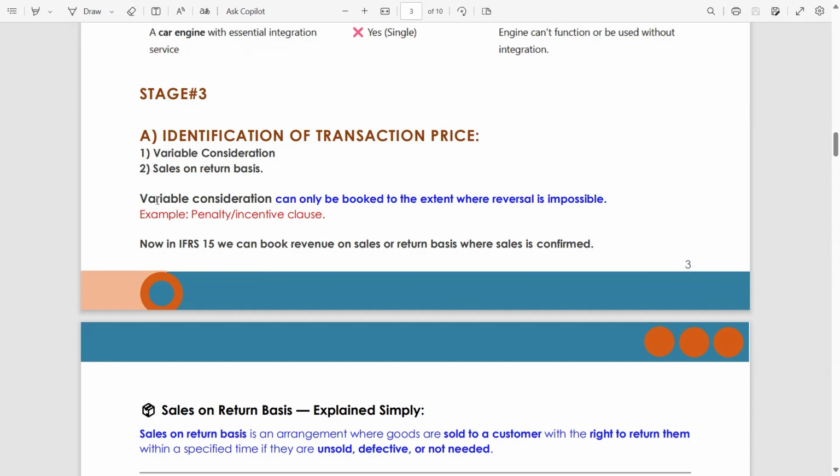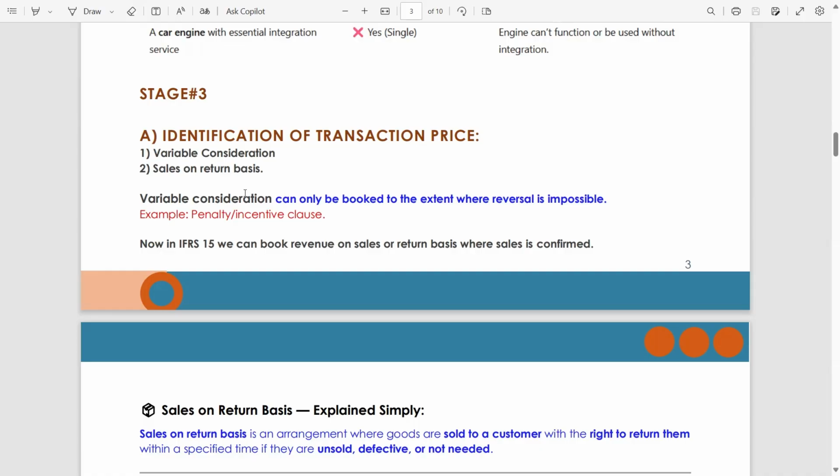What is variable consideration? Variable consideration can only be booked to the extent where reversal is impossible. Example: penalty, incentive clause. Let's say you are constructing a building for a third party, and the party says, if you construct this building within 1 year, then I will give you an incentive. This incentive is fixed if you construct the building within 1 year, so it will become part of your revenue.